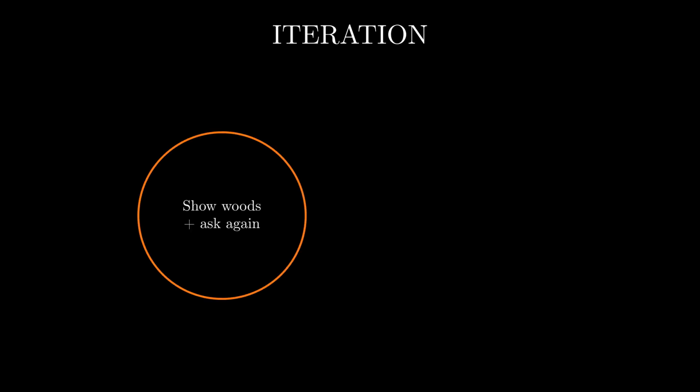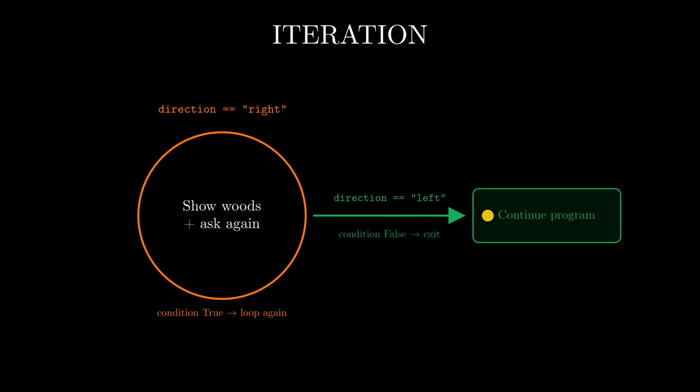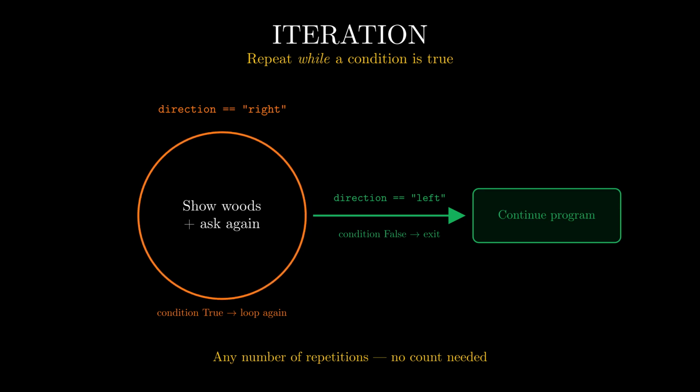Iteration means repeating a block of code multiple times as long as some condition remains true. The condition here, the player chose right. While that's true, show the woods and ask again. The moment the player chooses left, the condition becomes false. The repetition stops and the program moves on. The number of repetitions doesn't need to be predetermined. The loop handles any count.